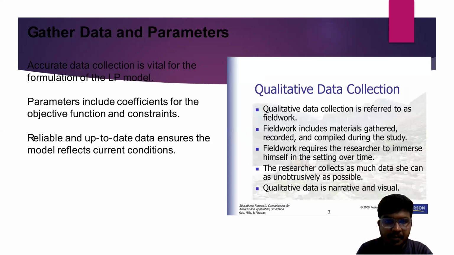Gather data and parameters. Accurate data collection is vital for the formulation of the LP model. Parameters include coefficients for the objective function and constants. Reliable and up-to-date data ensure that the model reflects current conditions.